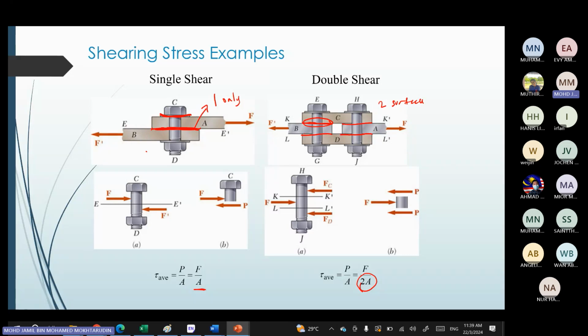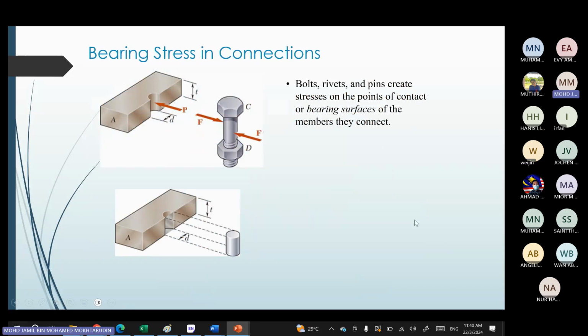So it is based on the question lah. If the question asks you to determine shear at A and B, then it is this surface lah. If the question asks you A and C, then it is this surface. Okay. So if you have double shear like B, C and D, then you divide it by 2. Okay.